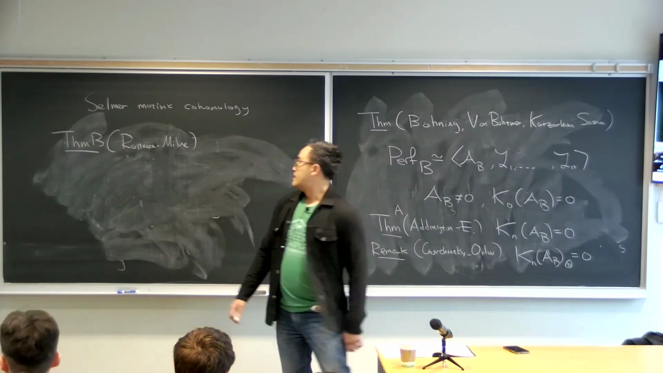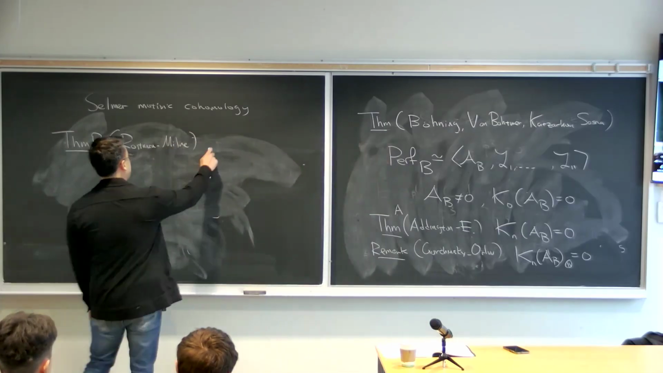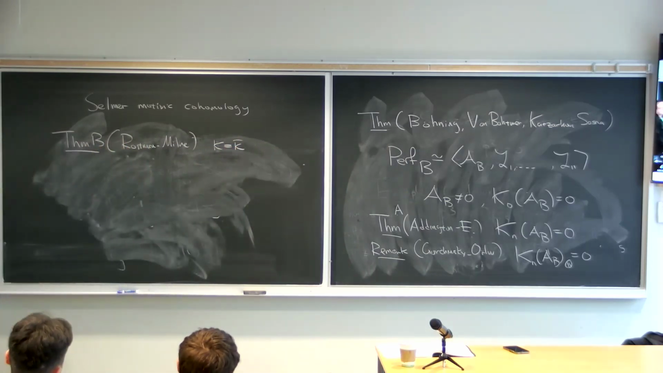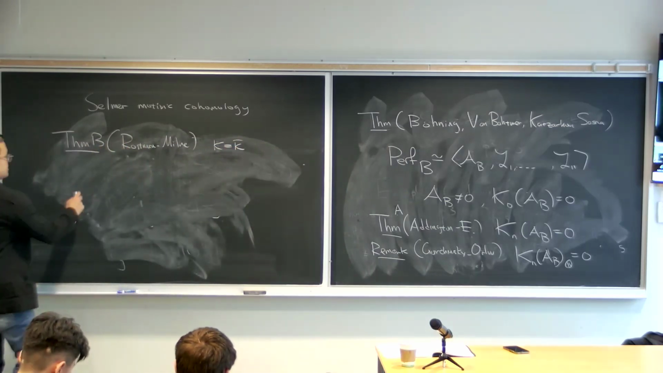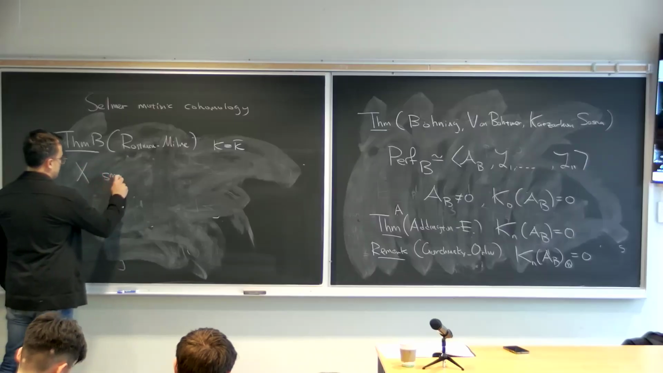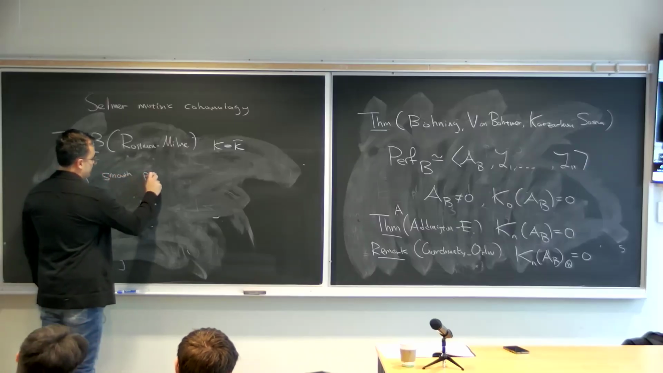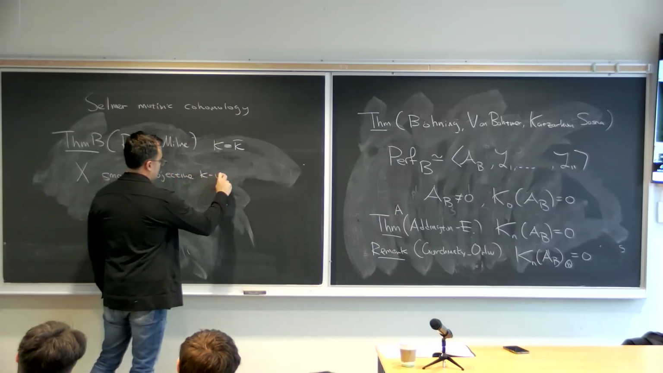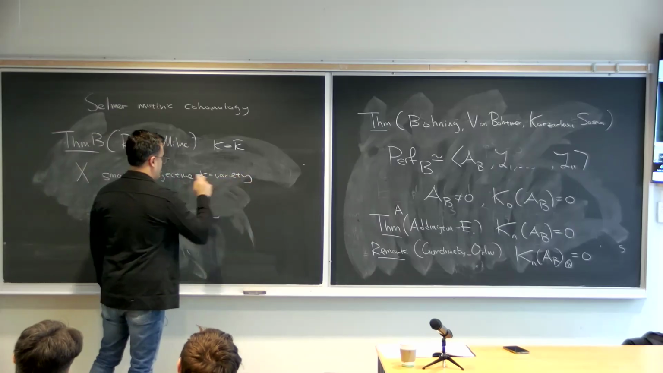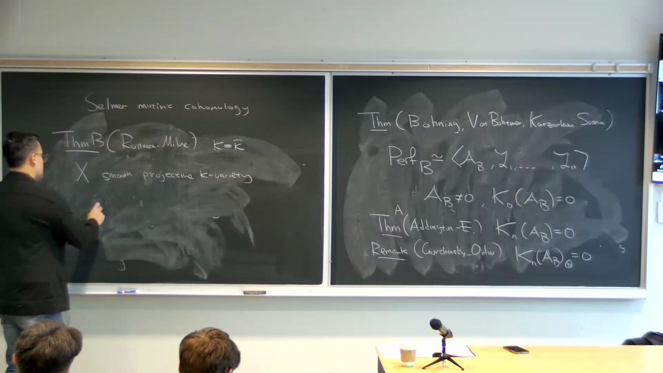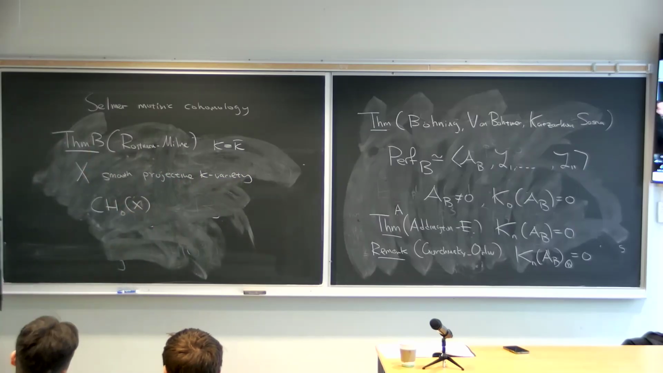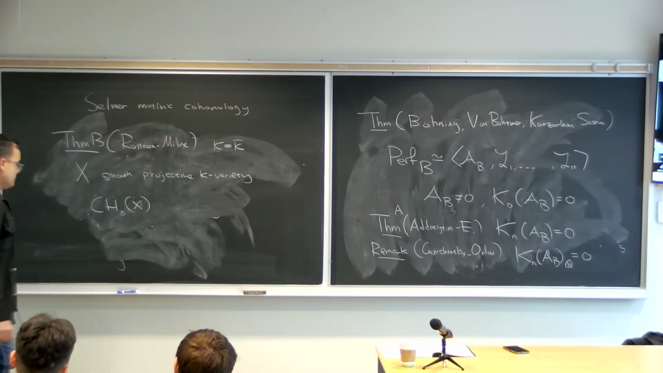So yeah, theorem B has the following flavor. I'm over an algebraically closed field, possibly characteristic p. So let's say X is a smooth projective variety. Okay. So there's CH_0 of X, which is the group of zero cycles on X generated by closed points of X, up to rational equivalence.